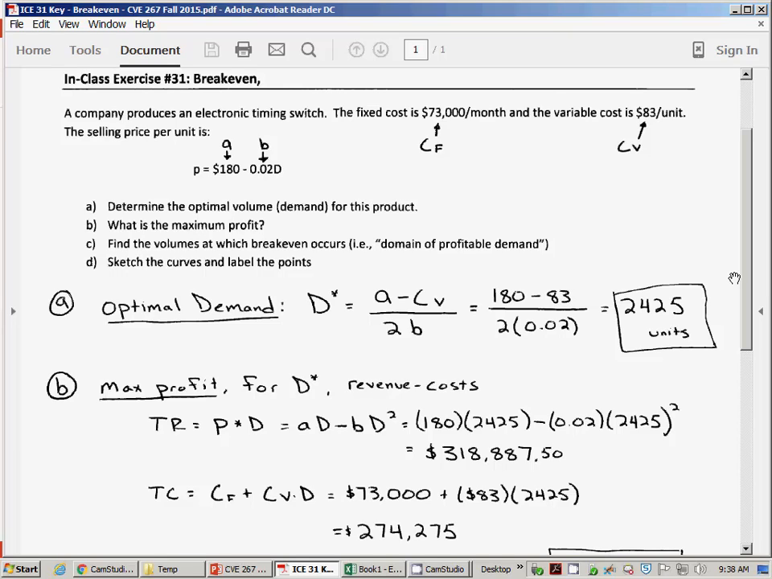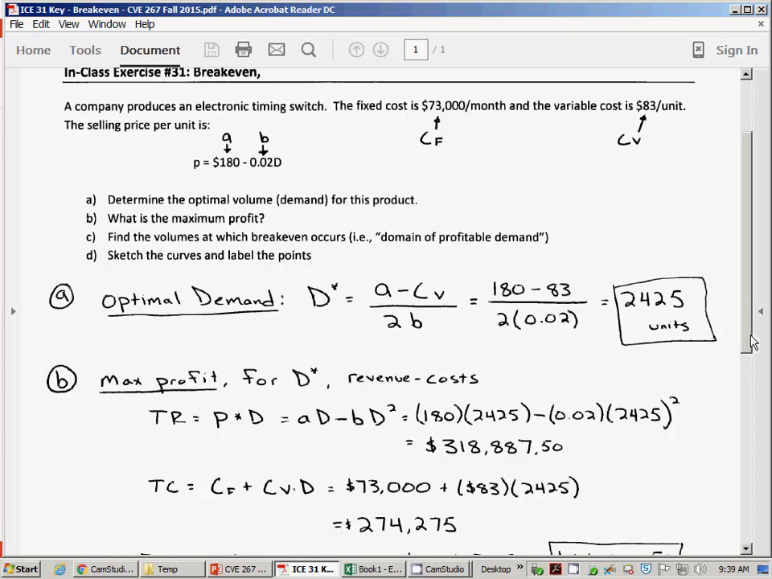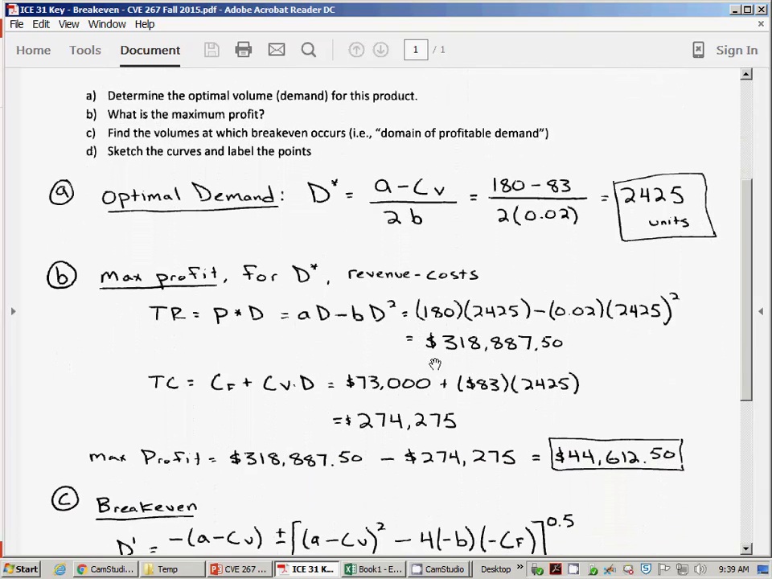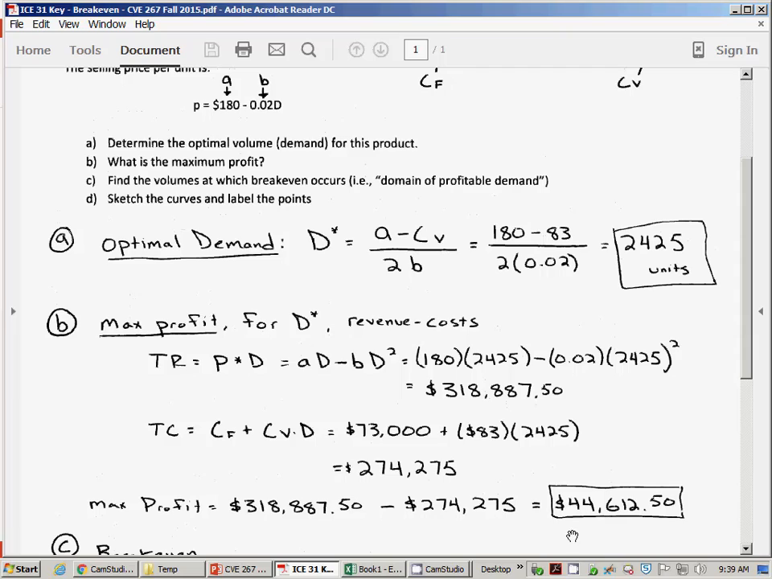So that's one approach. Here, I did essentially the same thing, except I just substituted in the price function times demand. So what you should get is the revenue is 318,000, the costs 274,000. The most profit you can make is 44,612.50. Anybody else get that? Good. It's always nice when my calculations turn out.